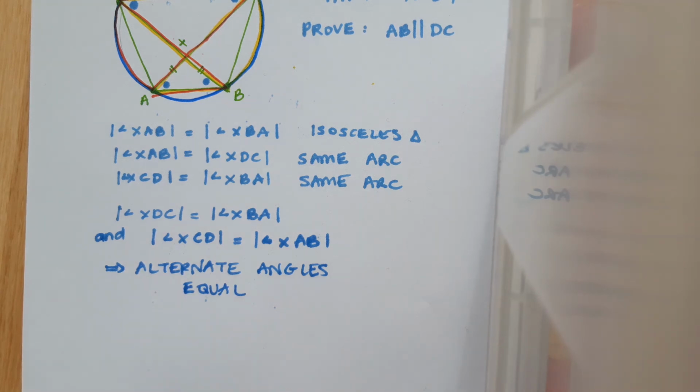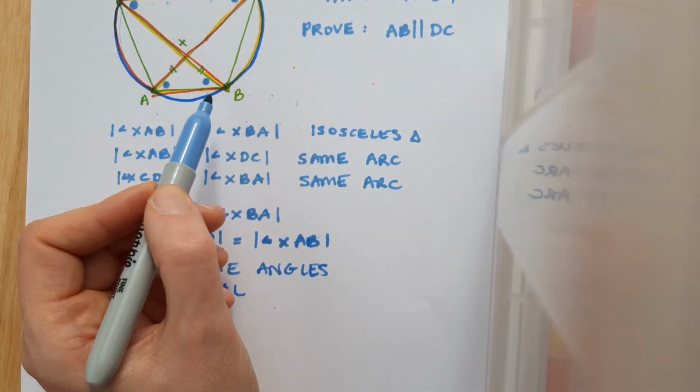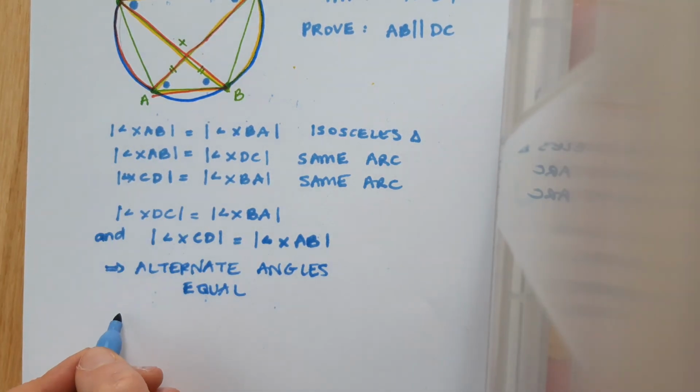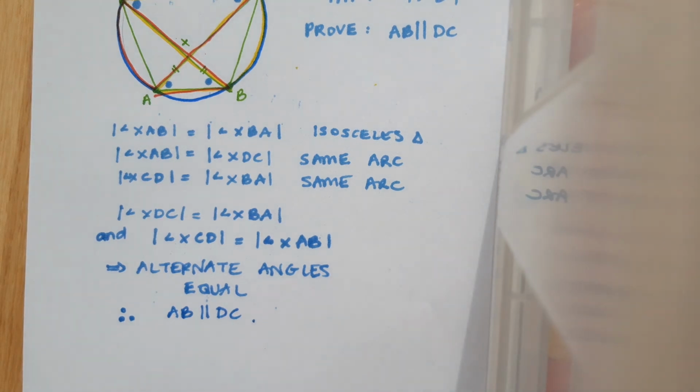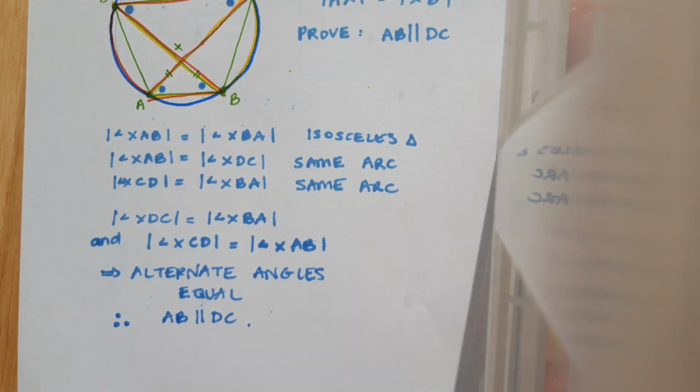And then finally, I want to draw my conclusion, and that is that if those alternate angles are equal, well, the lines here and here must be parallel. So therefore, I can say that AB is parallel to DC. And that's my question then concluded.